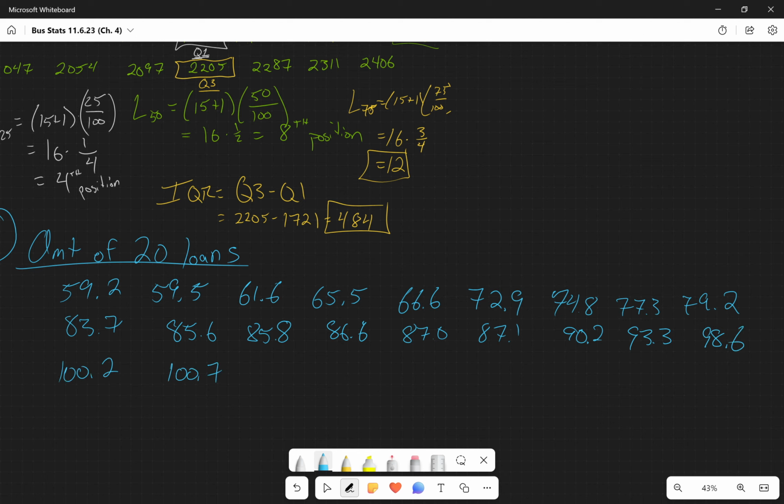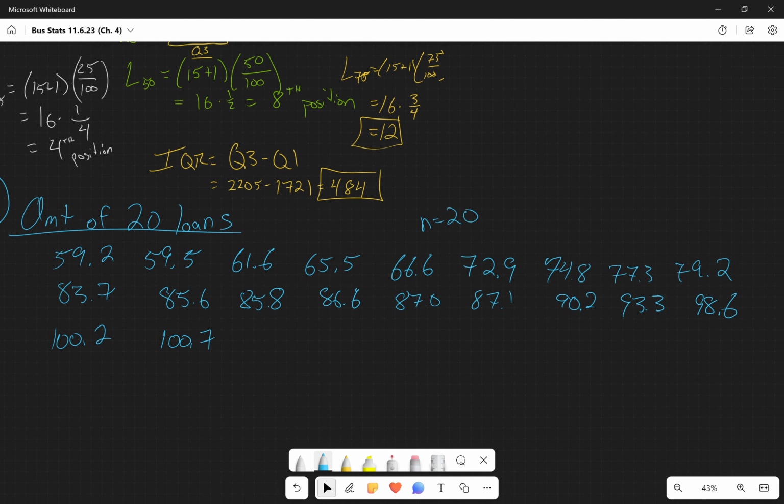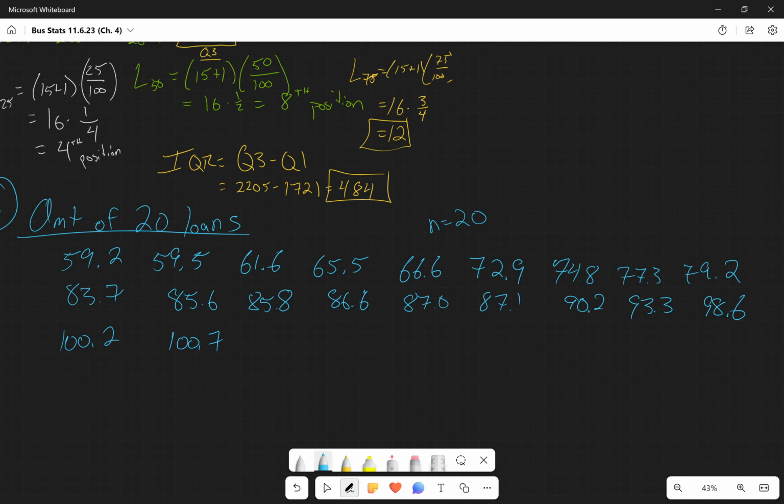These are obviously in thousands of euros or whatever. Again, it doesn't really matter. There's just some context. But we have 20 loans. So my n here is an even number, which means I'm going to have some difficulties here. And the book asked me to find the median, first quartile, and third quartile here in the first part.